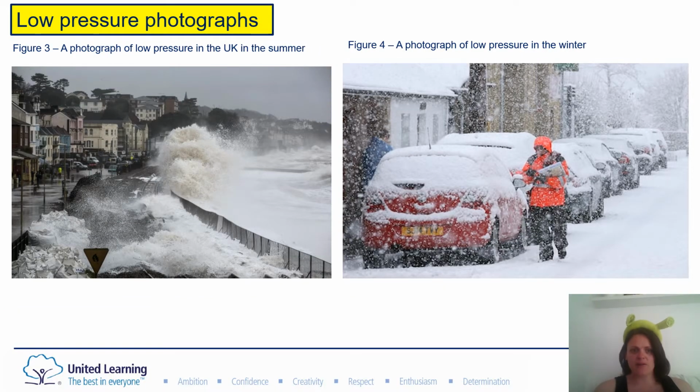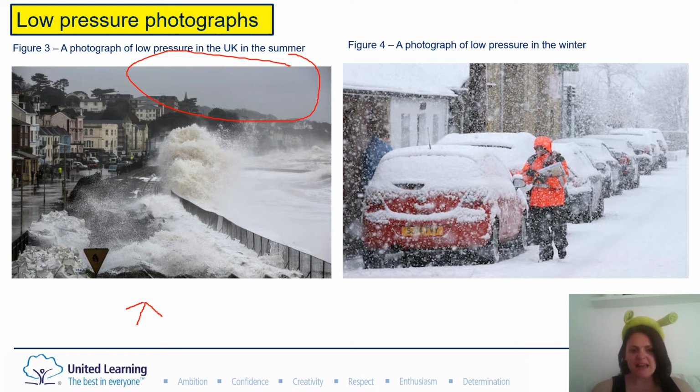Okay, so in front of you, you've got two figures and they show the types of weather that you get that are associated with low pressure. So figure 3 is low pressure in the summer. So here you can see it links really nicely with the map that we've just looked at, where it's got complete cloud cover. The sky is completely covered with cloud.